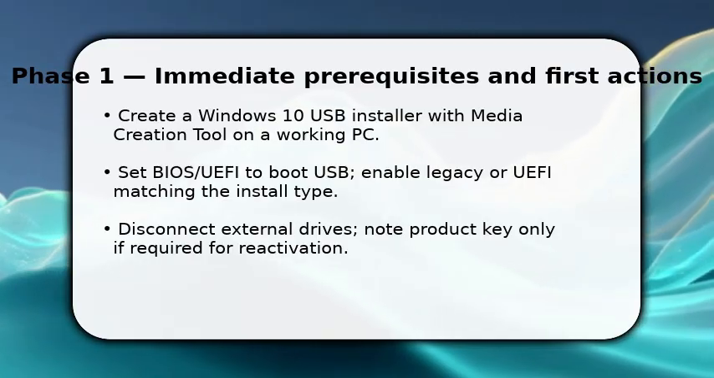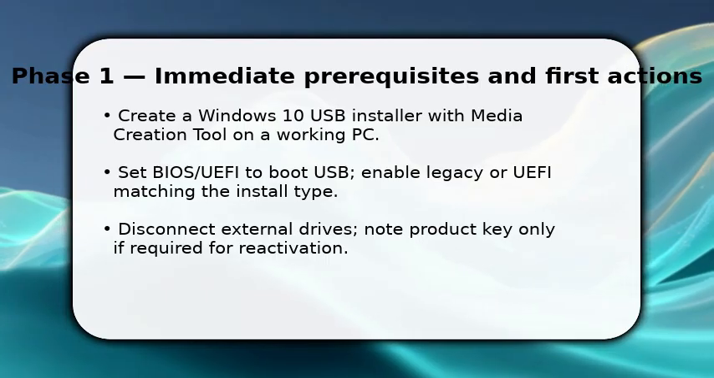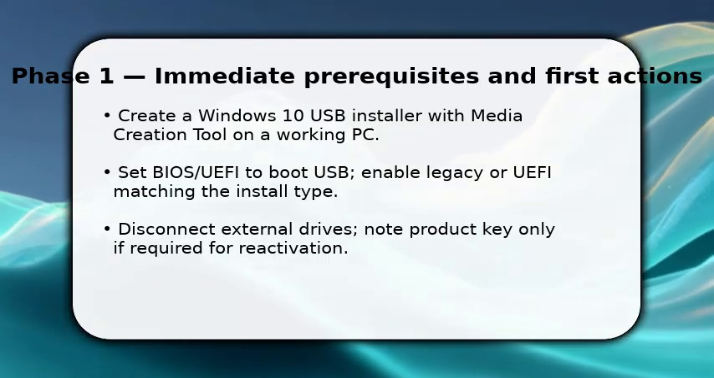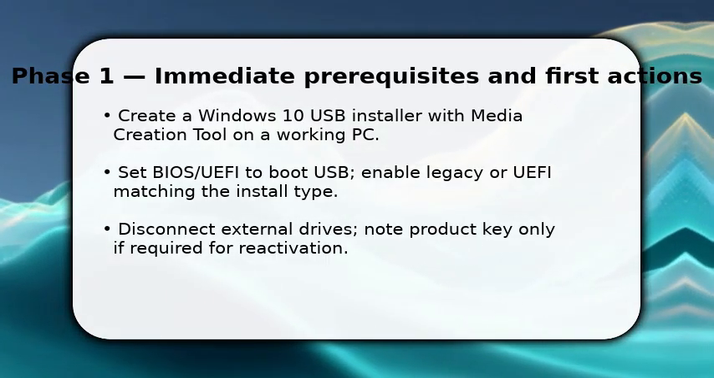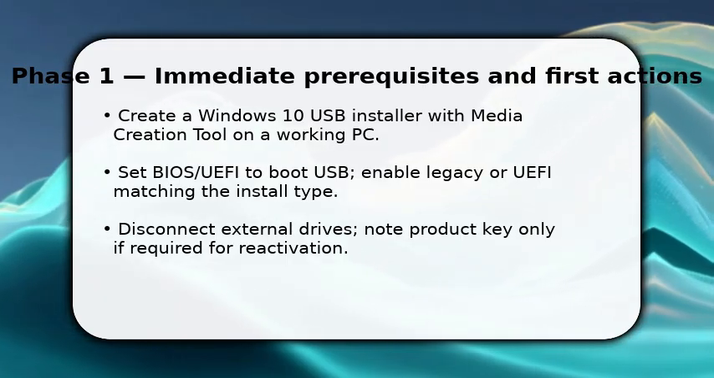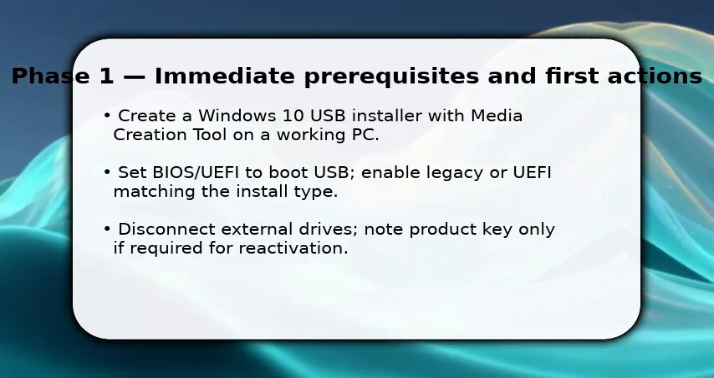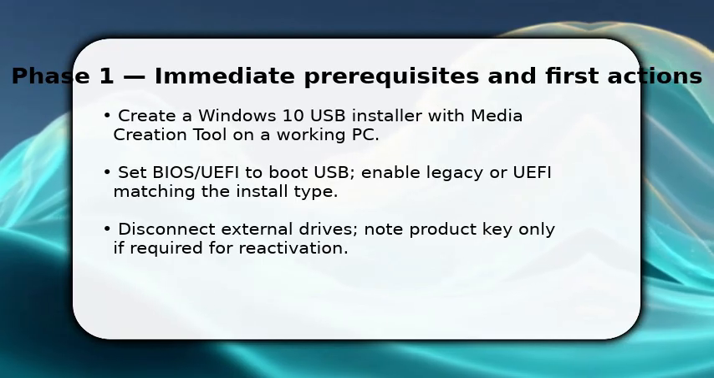You start by making a bootable Windows 10 USB and setting BIOS or UEFI to boot it. This gives you repair tools. Once done, boot the USB and choose Repair Your Computer, not Install. Select Troubleshoot, then Advanced Options.